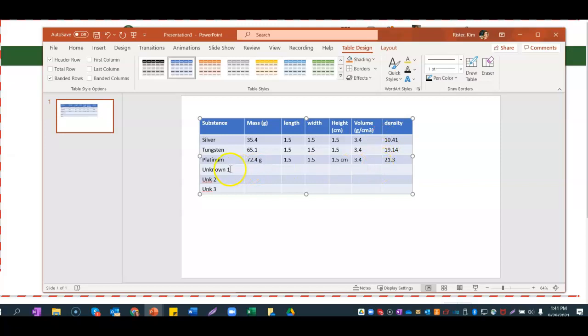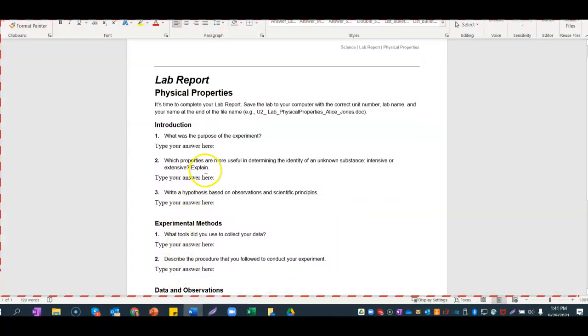All right, so looking at these three objects, we can see that platinum is the most dense and silver is the least dense. So we've recorded that so far. All right, so let's take a look at where we are in our lab report. So which properties are more useful in determining the identity of an unknown substance, intensive or extensive? So if you remember, intensive meant it doesn't change depending on the amount. So that's going to be a factor.